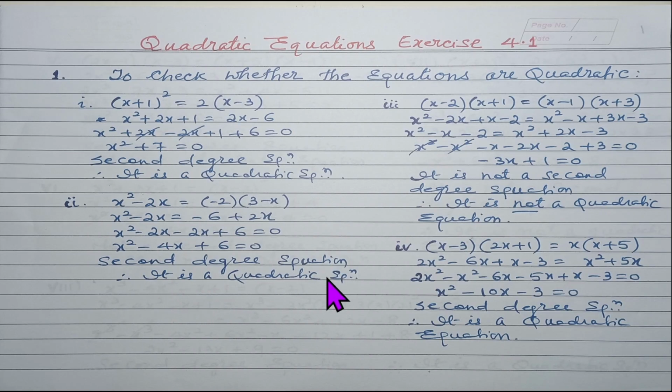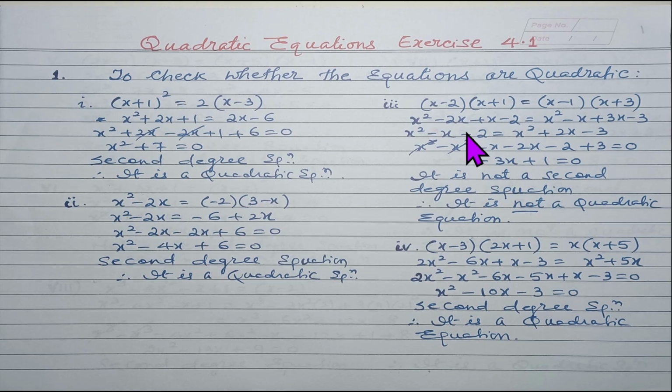Now come to the next example, (x - 2)(x + 1) = (x - 1)(x + 3). Now simplify this. Multiply (x - 2) into (x + 1), so x into x is x^2, then -2 into x is -2x, x into 1 is x, and 1 into -2 is -2. Similarly, (x - 1)(x + 3) gives x^2, then -x, and 3x, and -3.